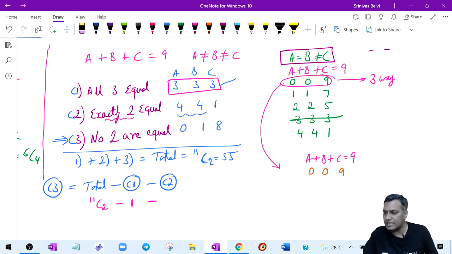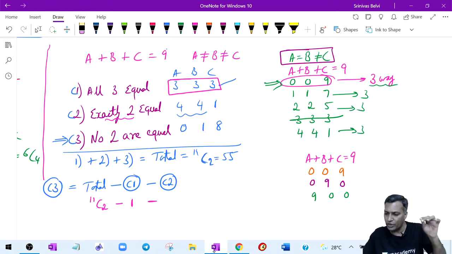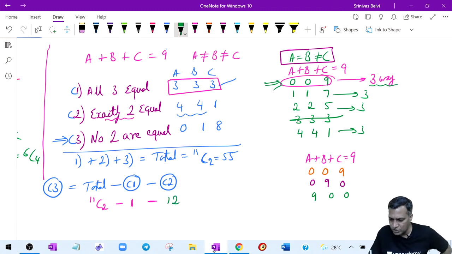And then each number can be permuted in 3 ways. You can give 9 here and make the other two folks 0. Or you can make this 9 and make the other two folks 0. Therefore, each pattern can be permuted in 3 ways. This is in 3 ways. This is in 3 ways. This is also in 3 ways. Nothing but, I have 4 cases. 4 into 3, 12 cases.